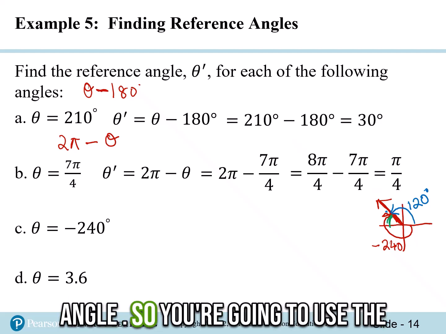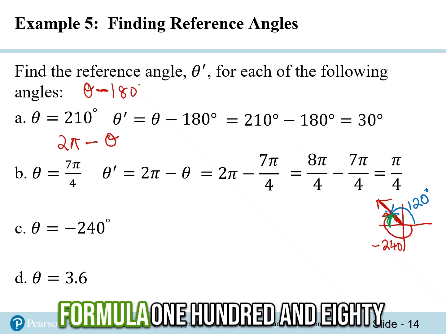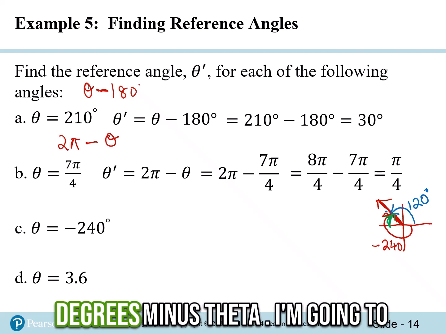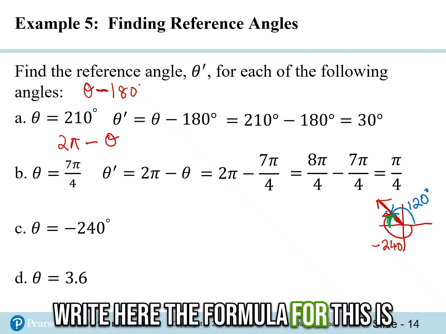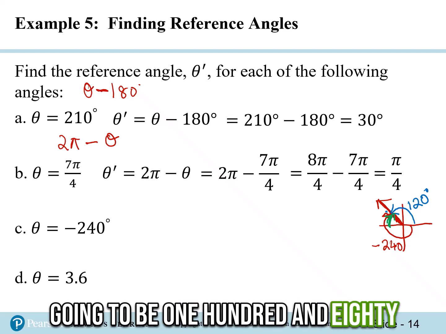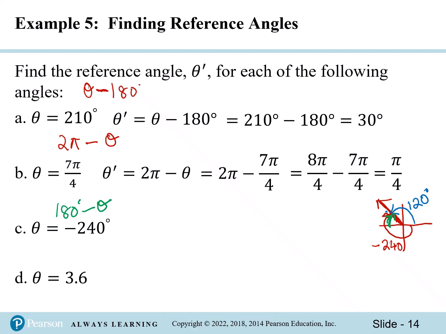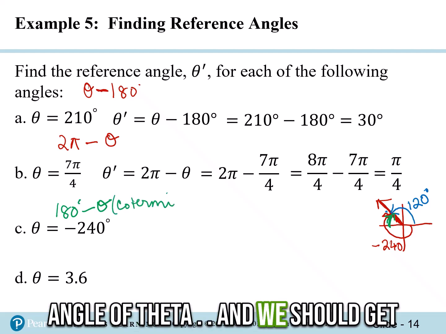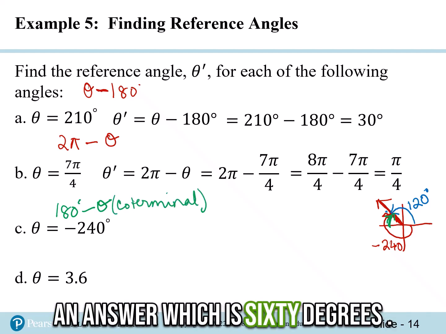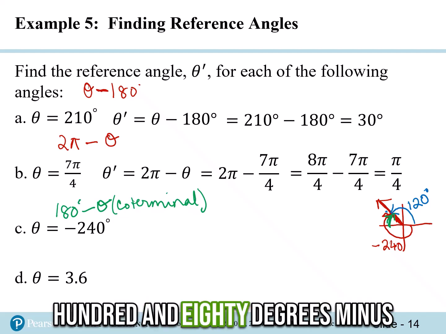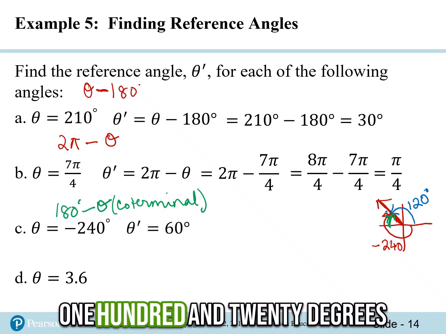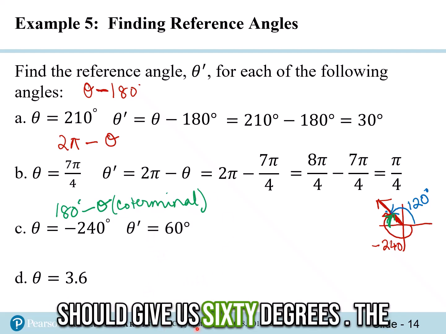This angle. So you're going to use the formula 180 degrees minus theta. I'm going to write here the formula for this is going to be 180 degrees minus theta, but theta here is the coterminal angle of theta, and we should get an answer which is 60 degrees. 180 degrees minus 120 degrees should give us 60 degrees.